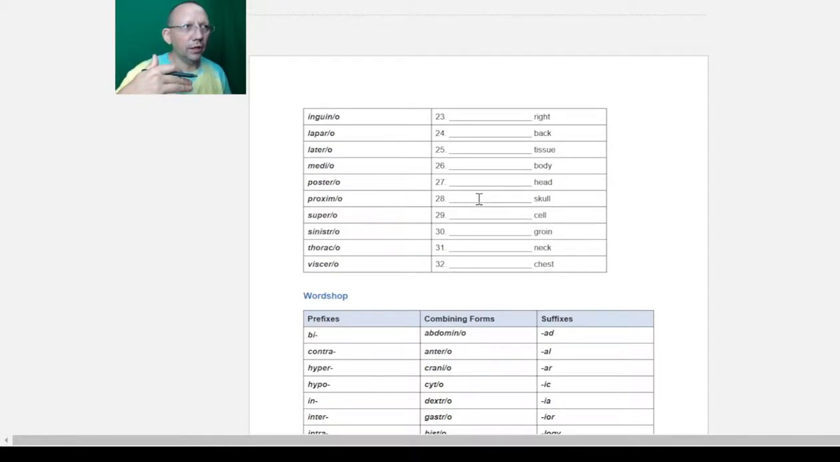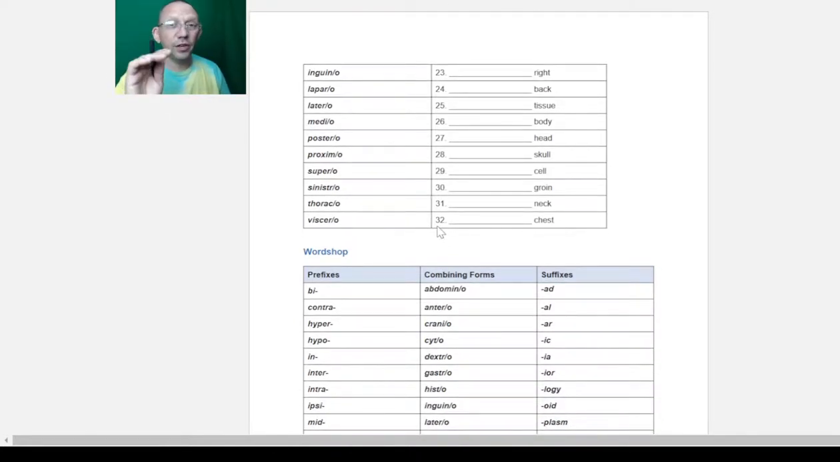Lateral epicondylitis. That's this side here. Lateral, on the outside. Epicondyle: epi, on top of the condyle, a little part of the joint in here. That's epicondylitis. Medio, posterior, proximo. Proximal is towards your center, and distal is further from your center.